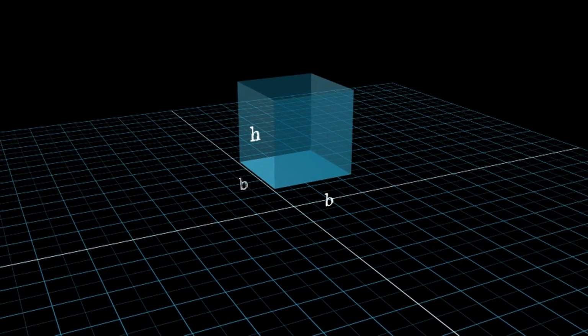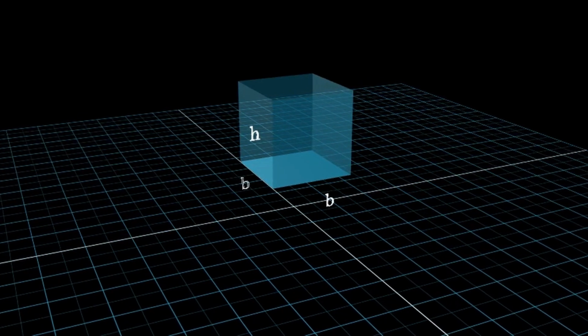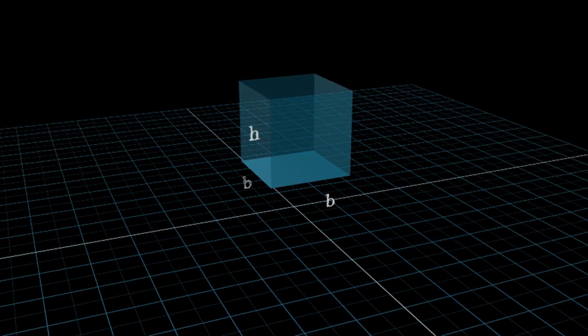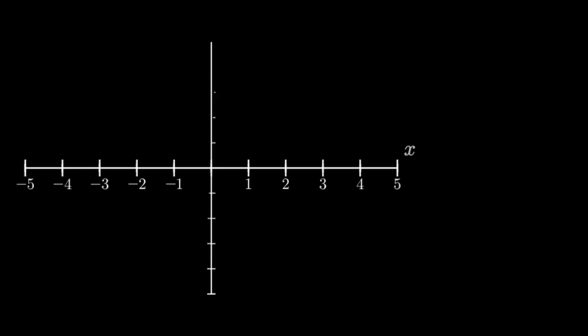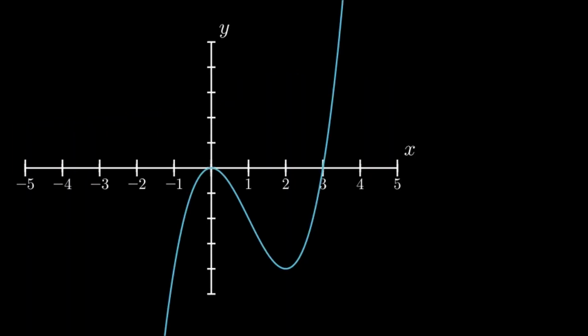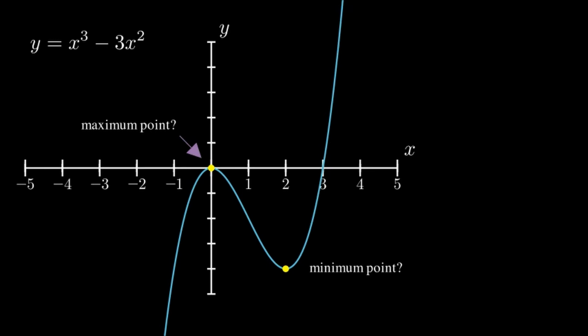And before we get into this problem, I want to introduce extrema to you. Here we have the graph y equals x cubed minus 3x squared. On the graph, we can see that the origin seems to be the highest point, and the point (2, -4) seems to be the lowest point. Well, if we consider the whole function, there are many more points above or below these 2 points, so they are not necessarily the highest and lowest points on the graph.